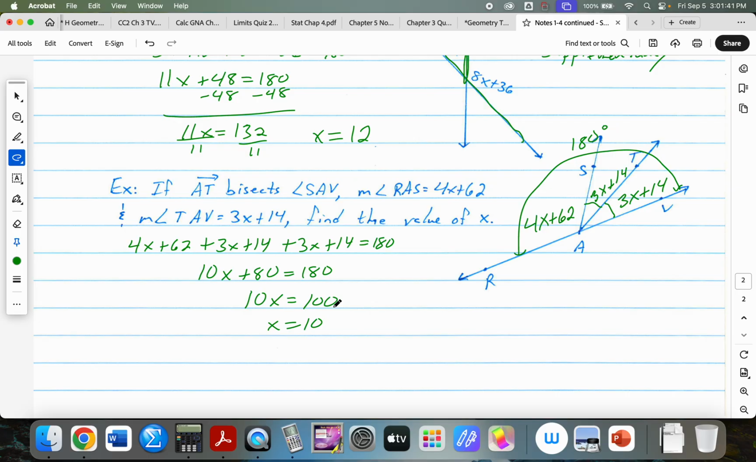Wait a minute. I'm pretty sure it's supposed to be 90, not 80. 62 and 28. Oh, that should be 90. Thank you. So x is 9, not 10. Nice catch there. So this is going to be 90. So this is 9. Thank you very much.